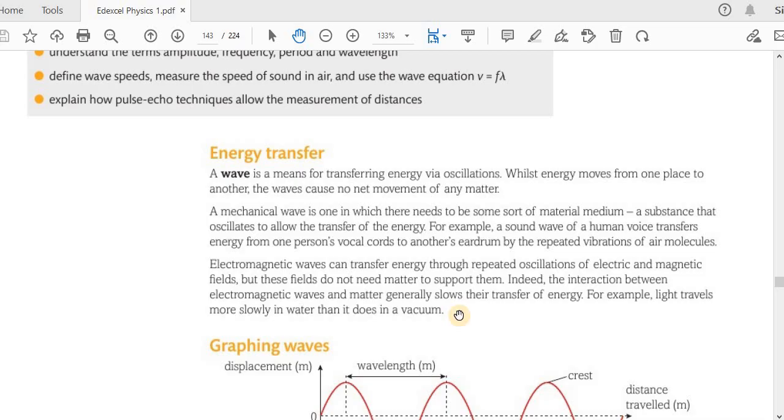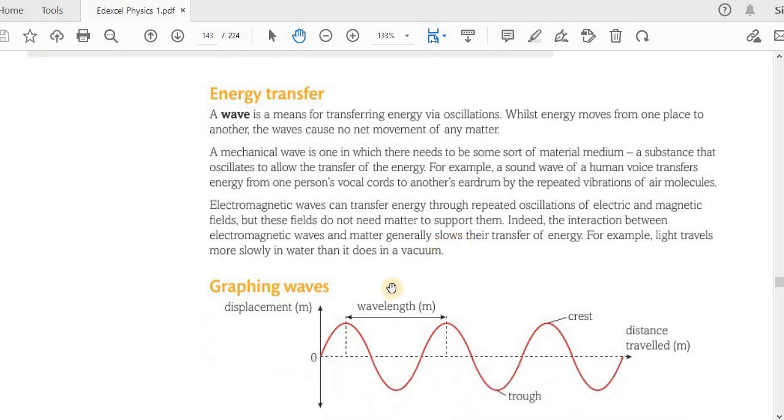Now sound is a mechanical wave because it needs a material medium, but electromagnetic waves like ultraviolet and infrared don't need a material medium. So any wave that needs a material medium, like sound waves, is a mechanical wave. Electromagnetic waves can transfer energy through repeated oscillations of electric and magnetic fields. That's why we call them electromagnetic. Electric and magnetic fields are vibrating or oscillating, but these fields do not need matter to support them.